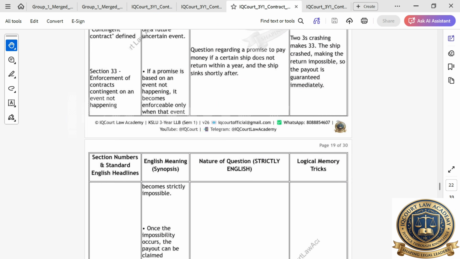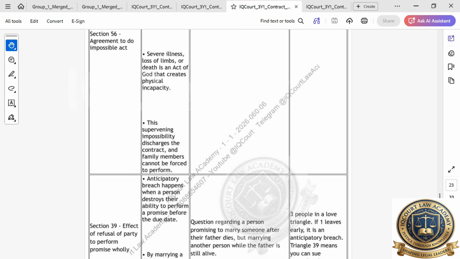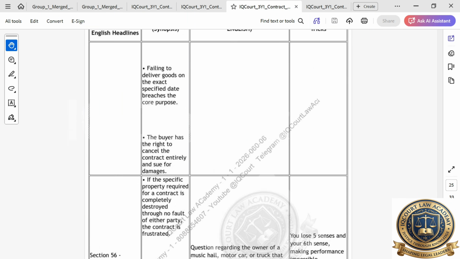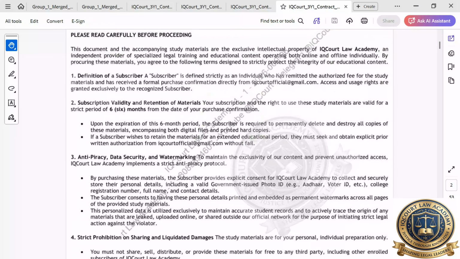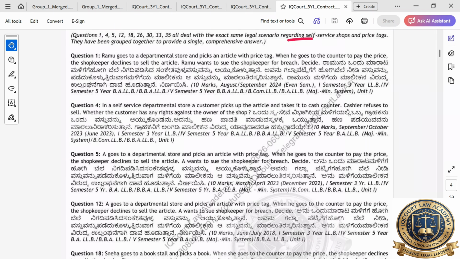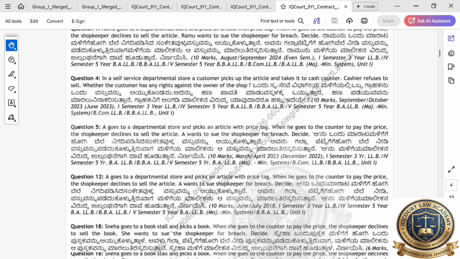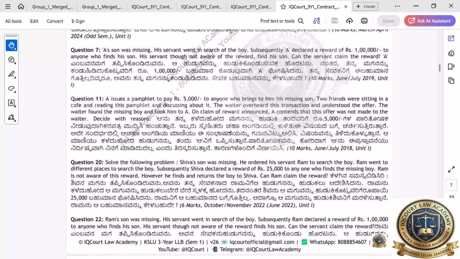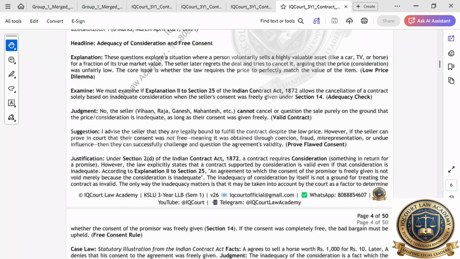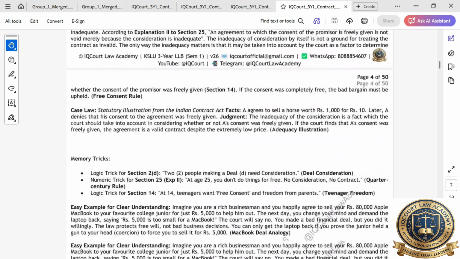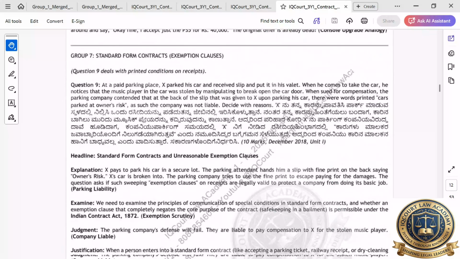This also: they promise to pay money, a certain promise to pay money. These are the questions that will arise. One of these questions will come. We have detailed answers also, which we have provided to our students. See, these are all the questions we have combined. These are different ways you may be asked the question, but you have to give the same answer. Like this we have prepared the study materials sections. We explain the explanation, exam, judgment, suggestion, justification, case laws, everything. We have explained each of the question problems.